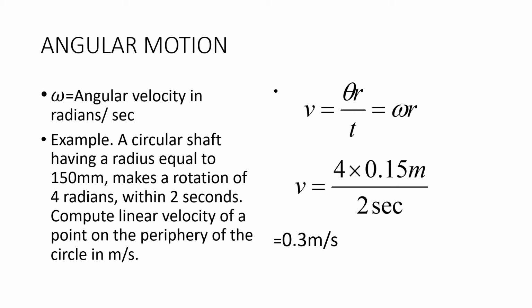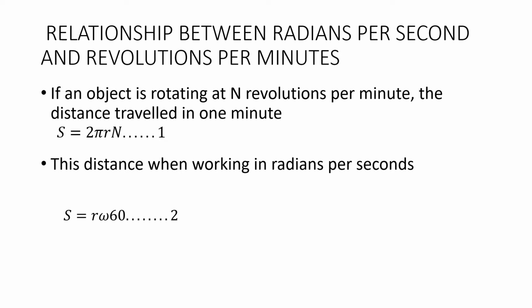Example: a shaft having a radius equal to 150 millimeters makes a rotation of 4 radians within 2 seconds. Compute the linear velocity of a point on the periphery in meters per second. So velocity is equal to θr over t, which is equal to ωr, which is 4 radians times 0.15 meters, which is the radius, divided by 2 seconds. So you've got 0.3 meters per second.